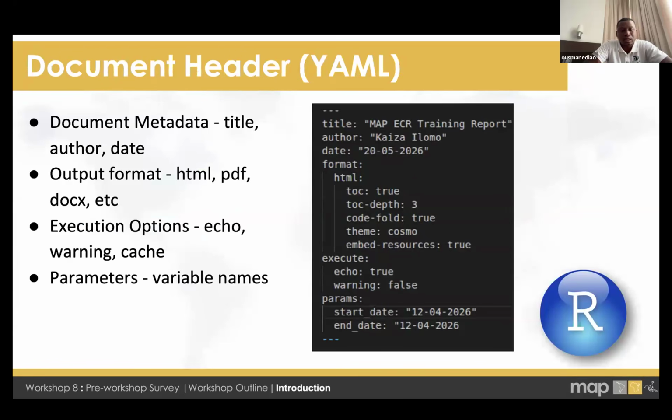So how is the document structured? First you have the YAML part, where you are going to fill in your title, the date of the document, the different authors, and also which output format you want to get, and the execution options. You can also add some other additional parameters.